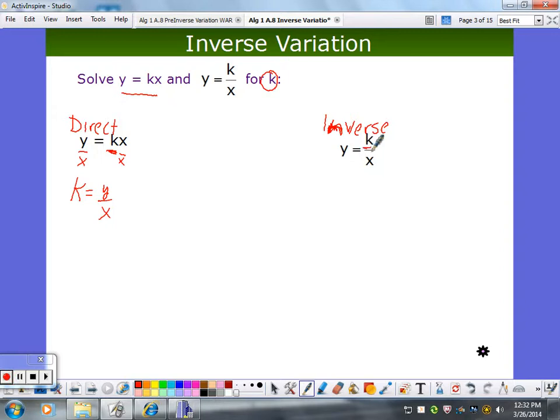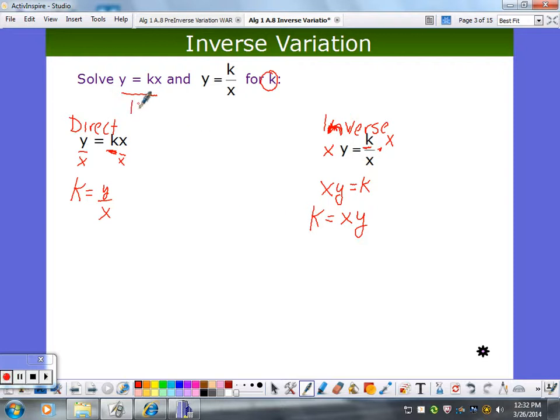Well, how do you get k by itself here? Multiply by x. Remember the trick that's in the denominator? You just multiply to get rid of it. Do it to one side, do it to the other. Multiplication property of equality. So xy equals k, or we can use the symmetric property of equality to turn it around. Look at the difference. Okay?